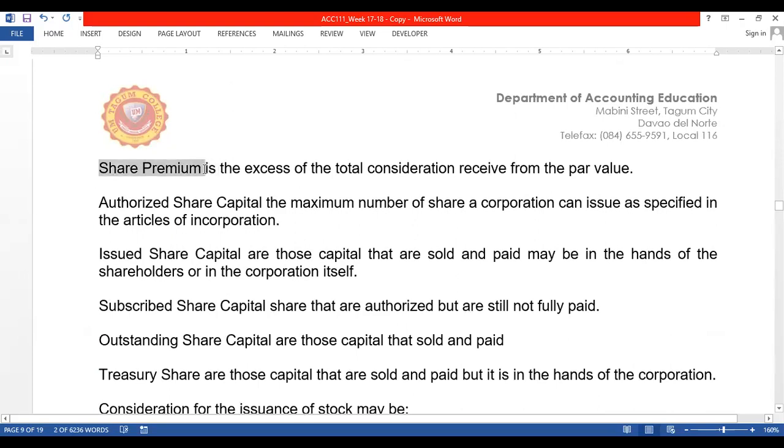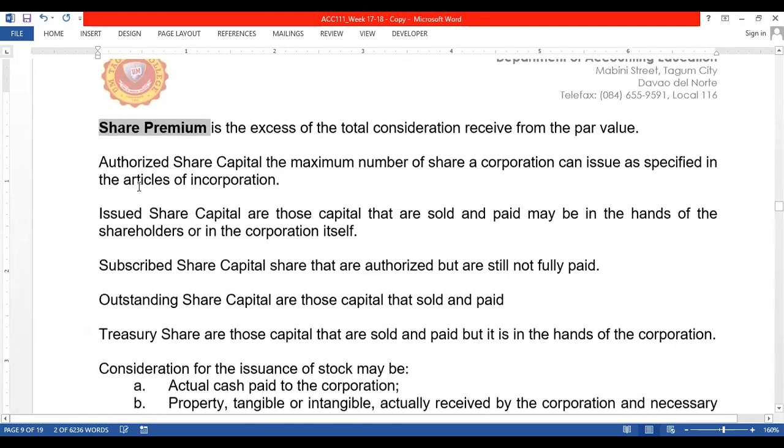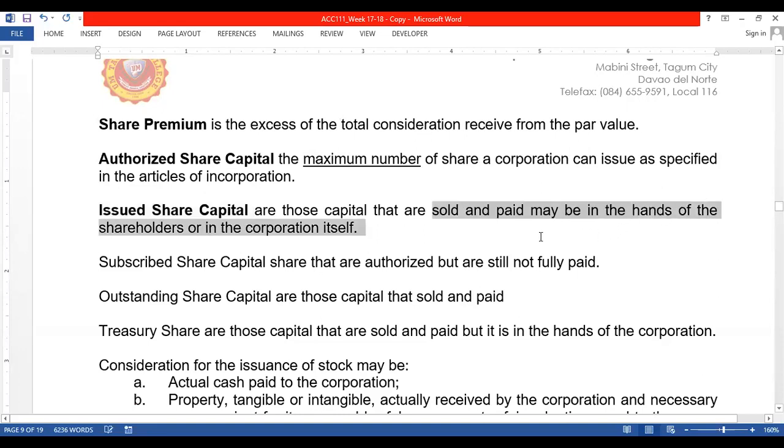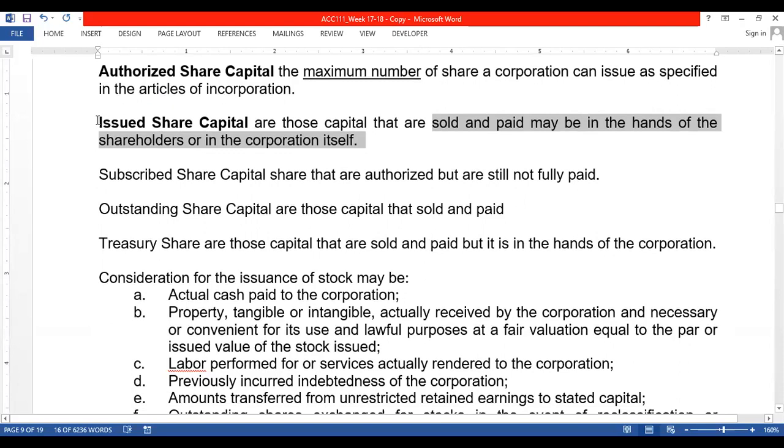Share premium naman is the excess of the total consideration received over par value. Authorized share capital is the maximum number of shares that the corporation can issue, take note lang yan. Issued shares naman are those capital that are sold, paid, and may be in the hands of the shareholders or in the corporation itself. So these are the shares na naa sa kamot sa mga shareholders or stockholders.